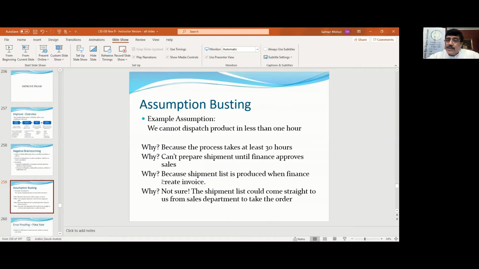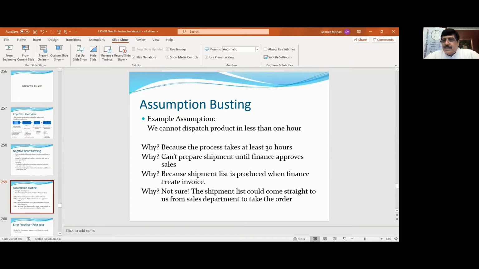Another approach is assumption busting, meaning you make an assumption and you bust that assumption. So let's look at an example. Let's say somebody says we cannot dispatch products in less than 1 hour. We cannot do it. Okay, there's no solution for it.